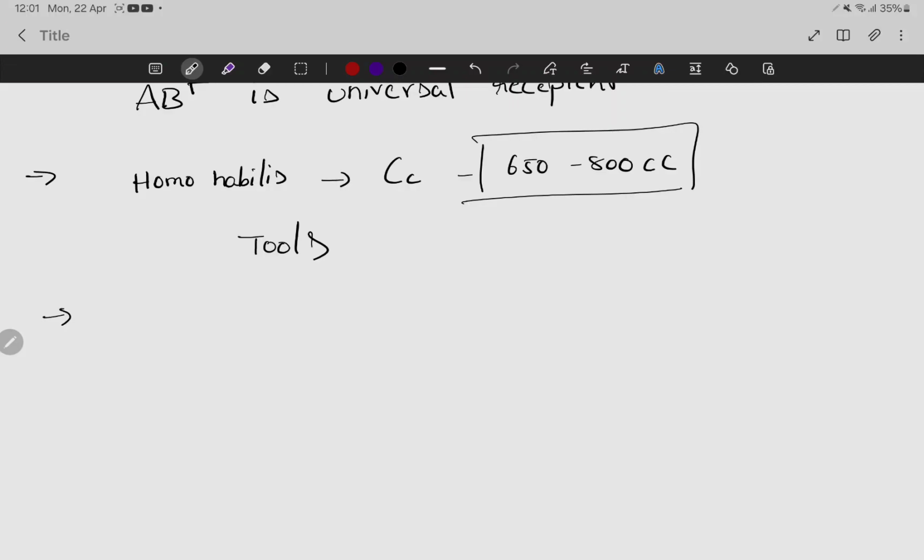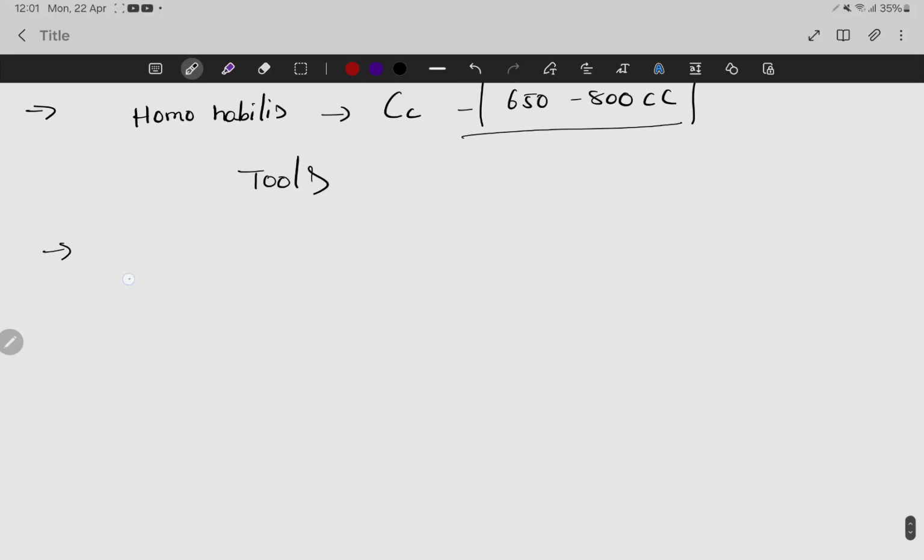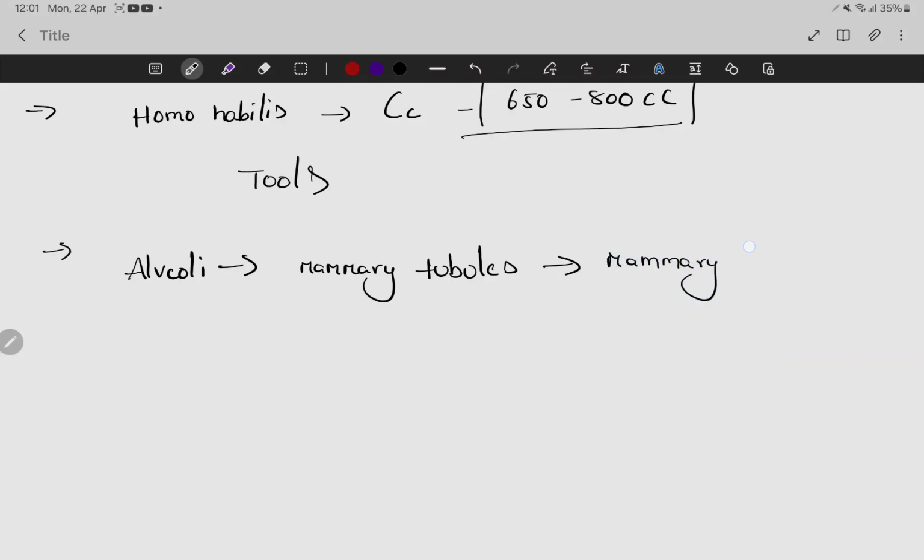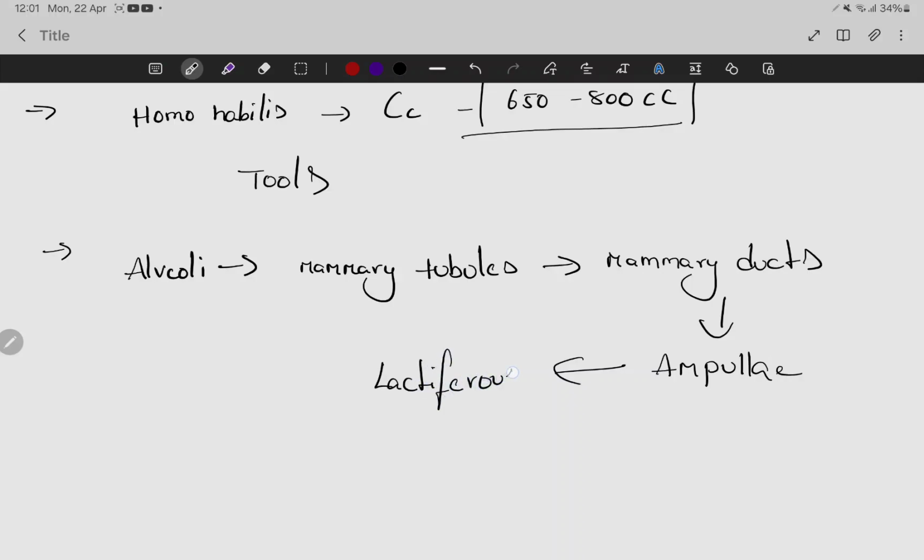So let's see the order of mammary glands. First we will be having alveoli, next mammary tubules. Mammary tubules join to form mammary ducts. Mammary ducts join to form ampulla, and ampullae join as lactiferous ducts. So this is the order we have to remember.